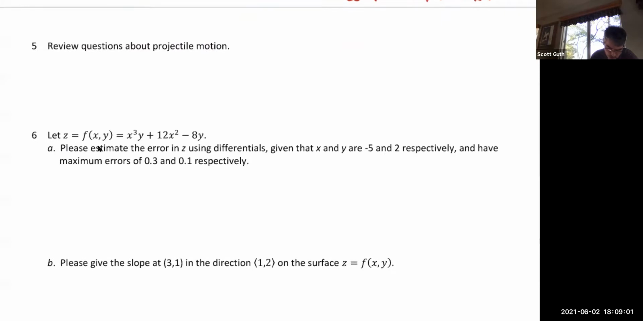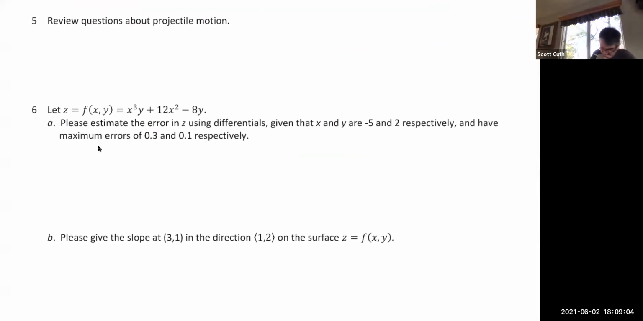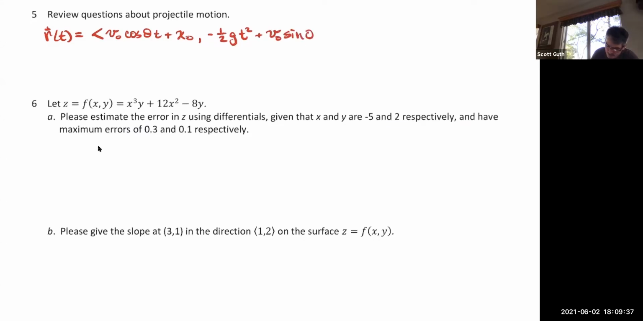For projectile motion on the next page, I think we said r of t. Now I'm just going from memory here. The x component is script v naught cos theta times t plus any initial x naught position. And then the y component is negative 1/2 g t squared plus script v naught sine theta times t plus the initial height, so that would be y naught. Okay, so that's our formula.